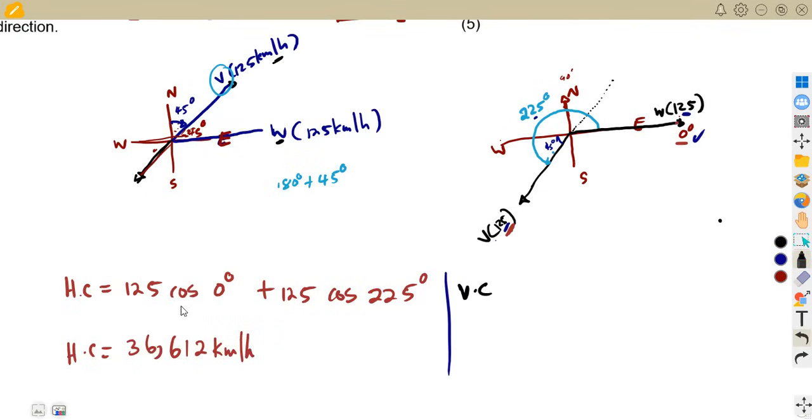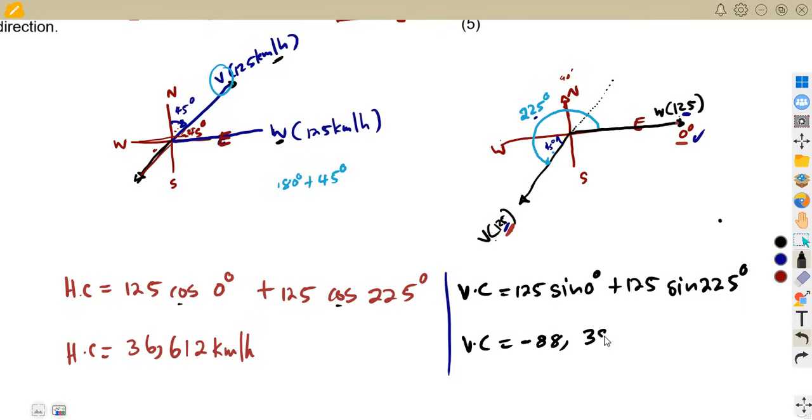We are going to apply the same, changing the cos into a sine. So this will be 125 sine of 0 degrees, plus 125 sine of 225 degrees. So we have the vertical component in this case. If we calculate our vertical component, it is going to give us negative 88.388 kilometers per hour. That one was going to be a negative.